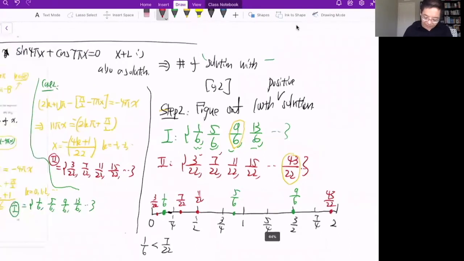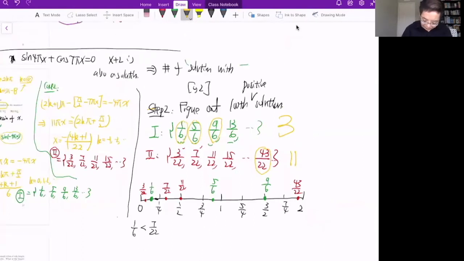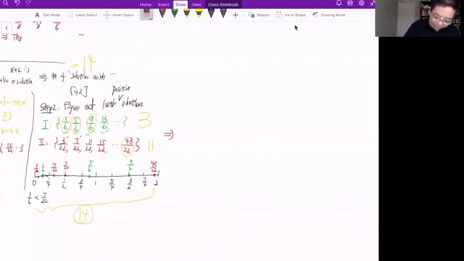Now let's see how many we have. Here we have 3 of them, 1, 2, 3. And from the second category, we have 11. In total, the number of solutions within the interval from 0 to 2 is 14. Then we look at the remainder of 100 divided by 14. That's 7, and we get the remainder is 2.